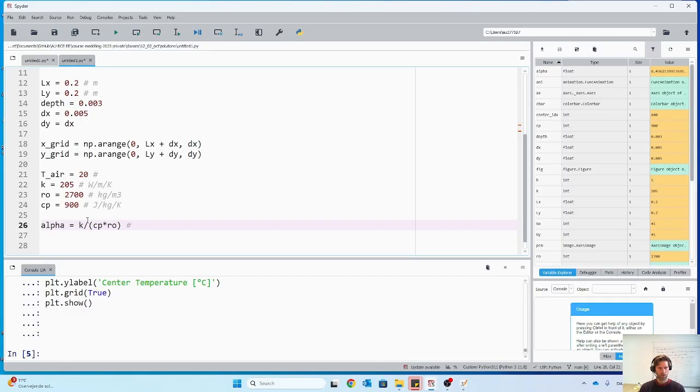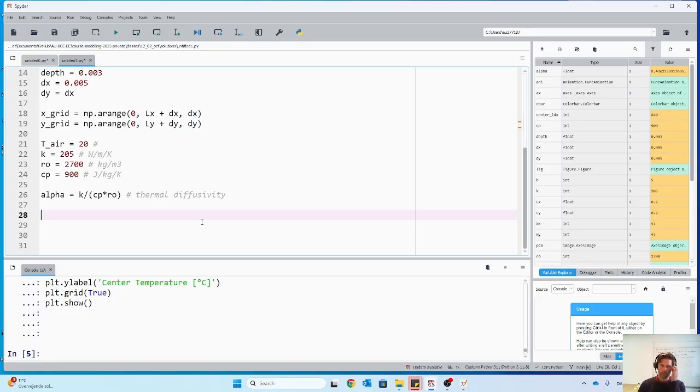Good. So that alpha is equivalent to the diffusion coefficient if we had a mass diffusion problem instead of a heat conduction problem. We call it the thermal diffusivity. Good.